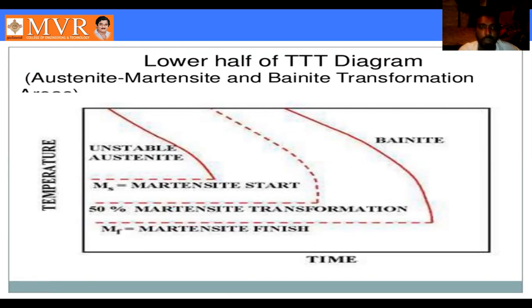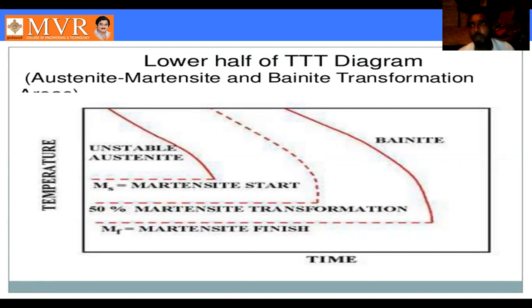From here onwards the martensite starts. The austenite is transforming from here onwards. So we are getting martensite start. In this line we are getting 50% martensite transformation. Coming to this line, we are getting 100% martensite. The martensite transformation is completed here. So finally we are getting martensite finish. This axis is time, and this is temperature. So it is the transformation at the lower half of the TTT diagram.